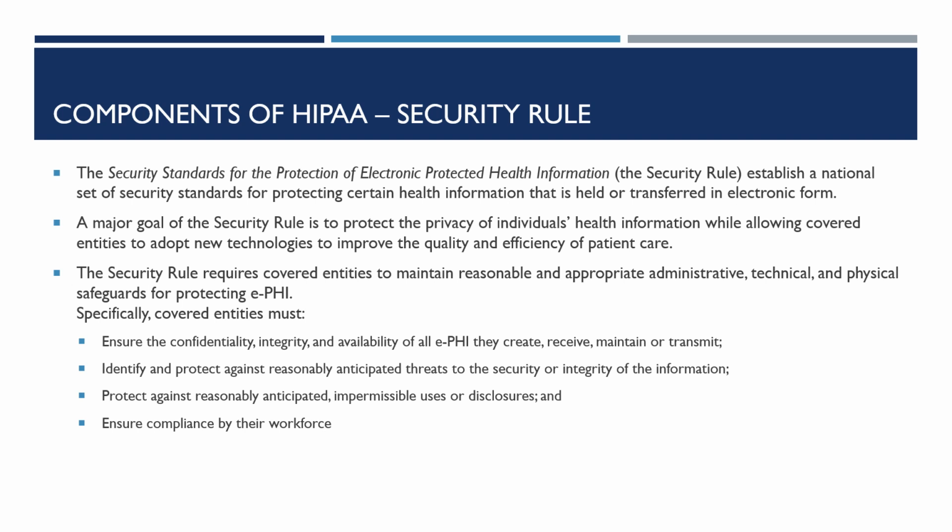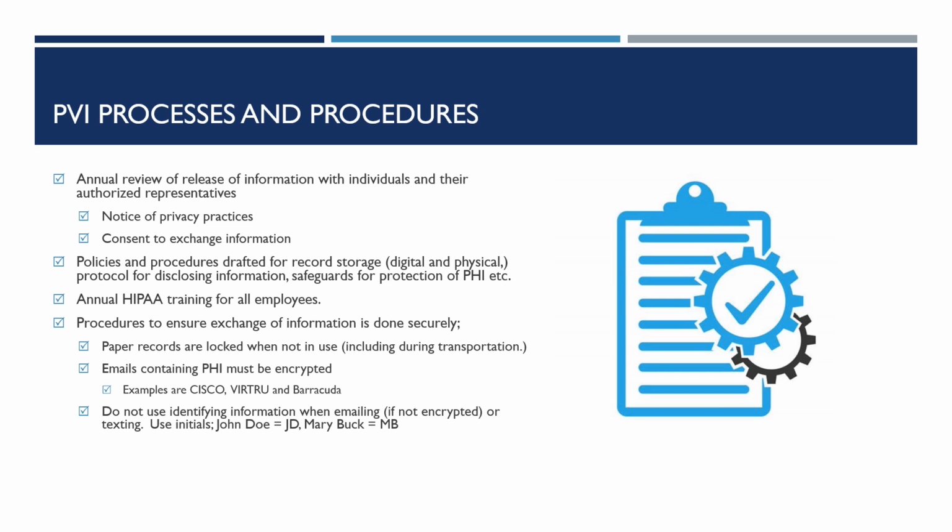The security rule requires covered entities to maintain reasonable and appropriate administrative, technical, and physical safeguards for protecting ePHI. These include ensuring the confidentiality, integrity, and availability of all PHI they create, receive, maintain, or transmit, identifying and protecting against reasonably anticipated threats to the security or integrity of the information, protecting against reasonably anticipated impermissible uses or disclosures, and ensuring compliance by our workforce. So what are some of the specific processes and procedures that Pleasant View has developed to maintain HIPAA?